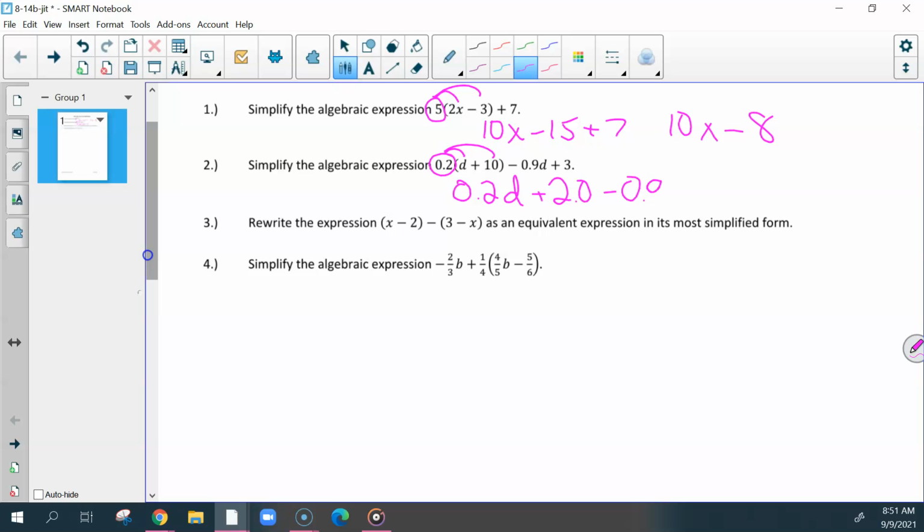And then I'm just going to bring everything else down. I have 2 sets of like terms, the d's, the numbers, the constants. 0.2 minus 0.9 would give me negative 0.7. And 2 plus 3 would give me 5.